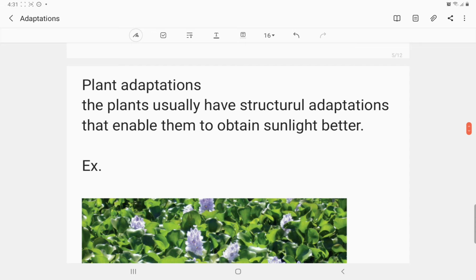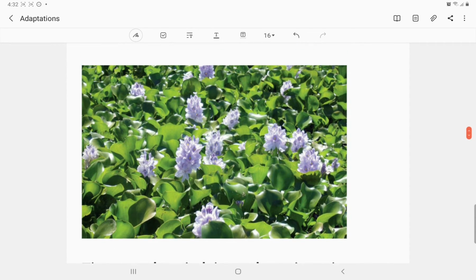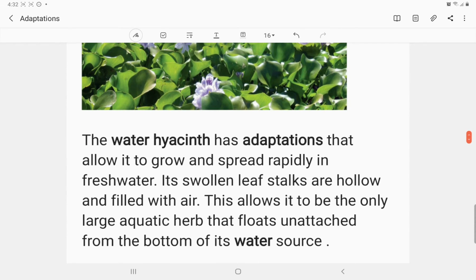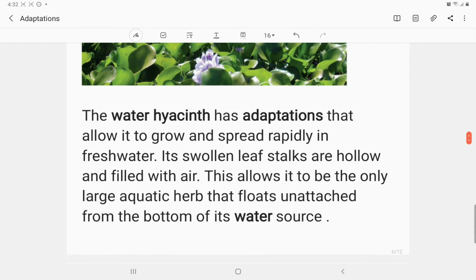Let's move on to plant adaptations. Plants usually have structural adaptations that enable them to obtain sunlight better. For example, you see the water hyacinth. The water hyacinth has adaptations that allow it to grow and spread rapidly in fresh water. Its swollen leaf stalks are hollow and filled with air. These allow it to be the only large aquatic herb that floats unattached from the bottom of its water source.